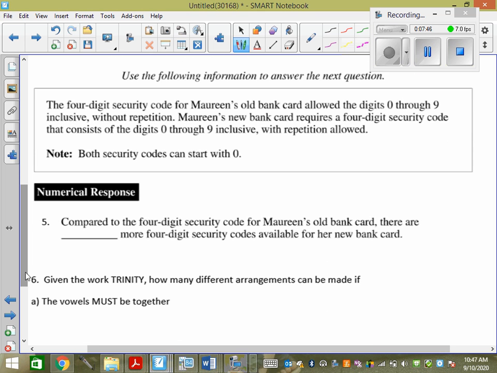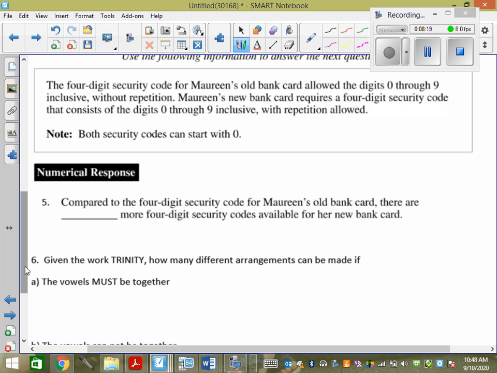The 4-digit security code. Does a digit code mean the first digit can't be a 0? If it's a code? Nope, the whole code could be zeros, right? So code doesn't make it that the first number can't be 0. So the 4-digit security code for Maureen's old bank account allowed the digits 0 through 9 inclusive, so that includes the 0 and the 9, without repetition. Maureen's new bank card requires a 4-digit security code that consists of the digits 0 through 9 with repetition. Both security codes can start with the 0.